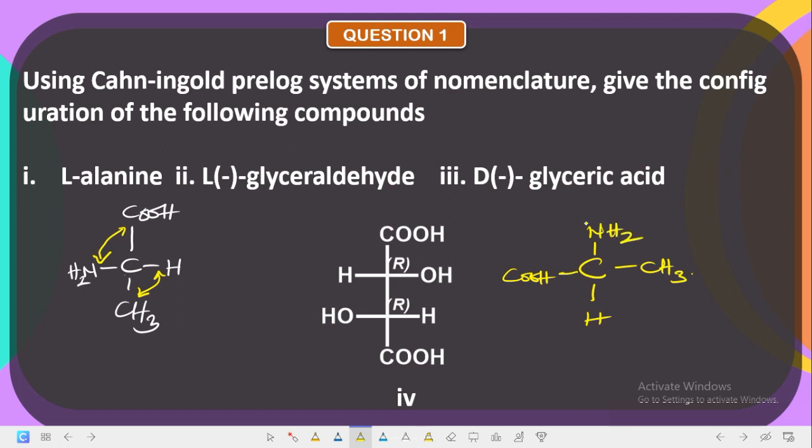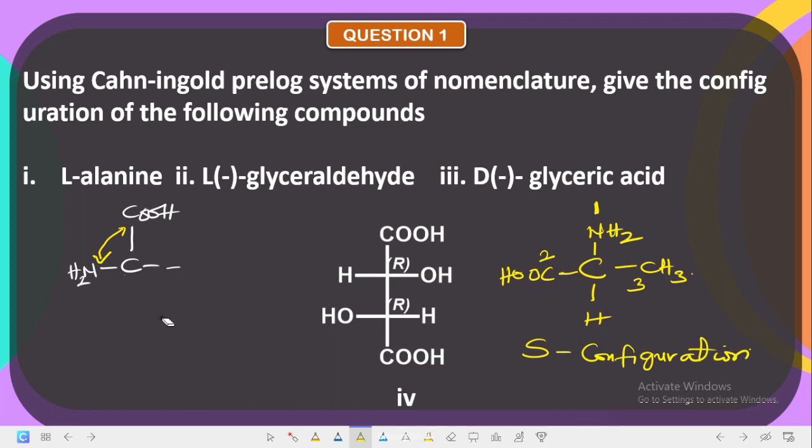So what will be the configuration of this? Which of them do you think is the one with the higher priority? Of course, you know nitrogen has higher priority compared to carbon. So here will be number 1, here will be number 2, and here will be number 3. Now, if they go in the anti-clockwise direction, what would you call it? You call it S configuration. So this is S configuration. Okay? S configuration.